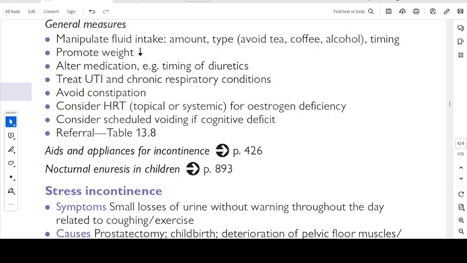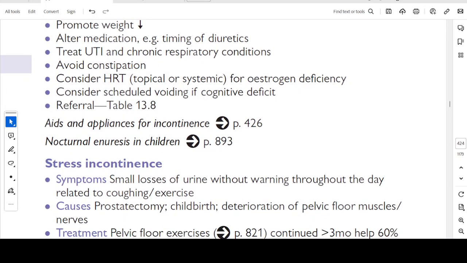Consider hormone replacement therapy, topical or systemic, for estrogen deficiency. Consider scheduled voiding if cognitive deficit is present. Referral only when these conditions are satisfied.